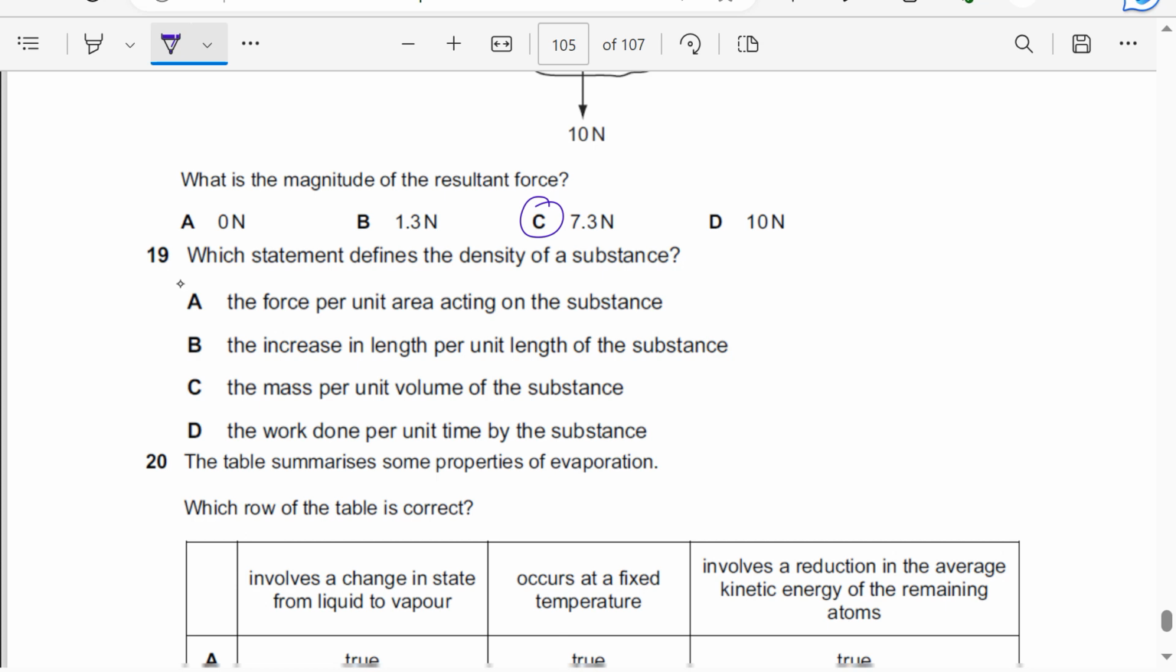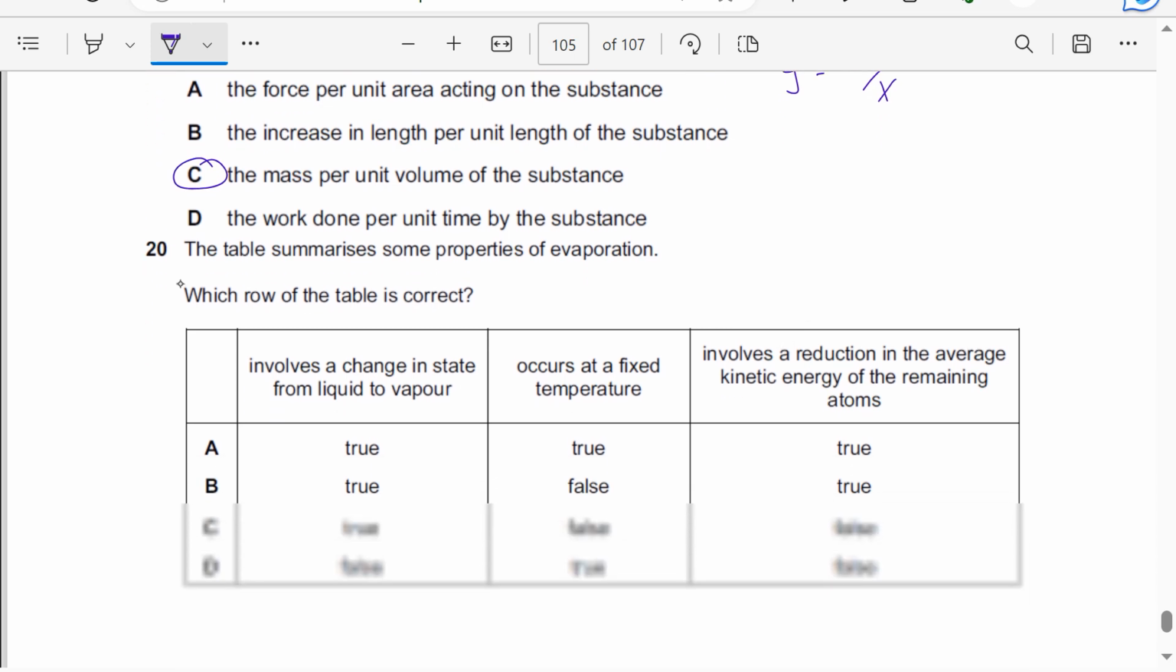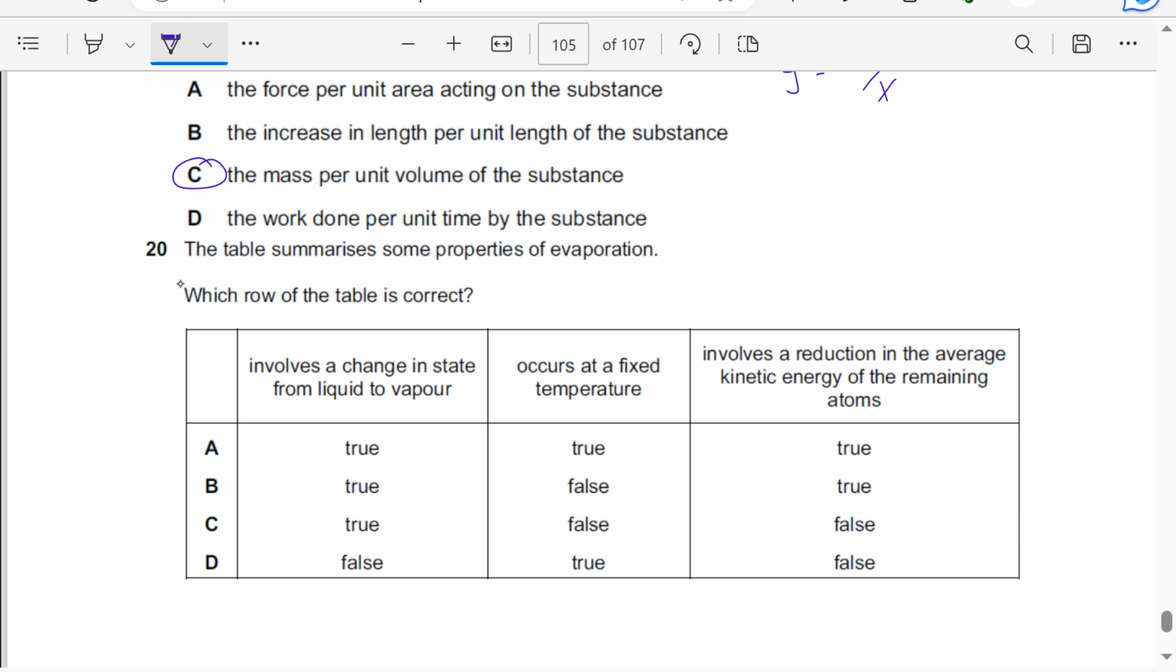Which statement defines the density of a substance? Density is mass divided by volume. So mass per unit volume. So the answer is automatically C. The table summarizes some properties of evaporation. Of course, evaporation is no longer in this topic, or is no longer in AS. Which row of the table is correct?